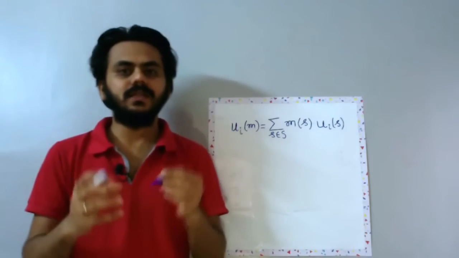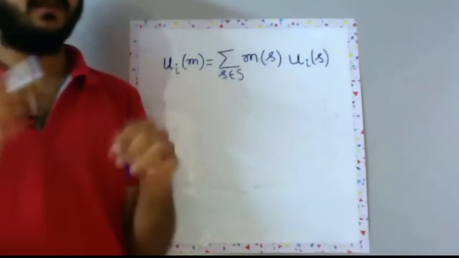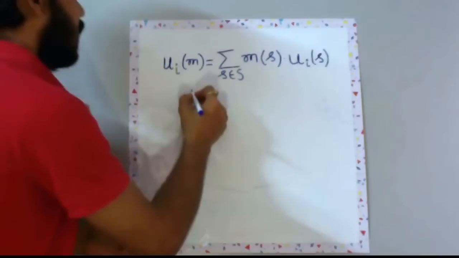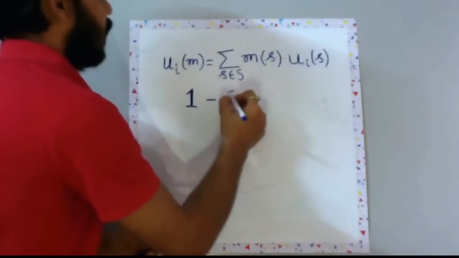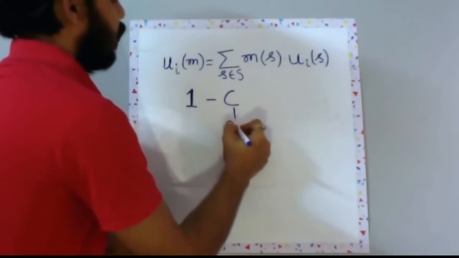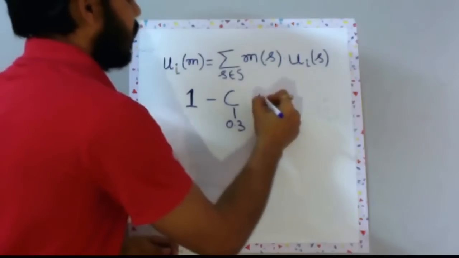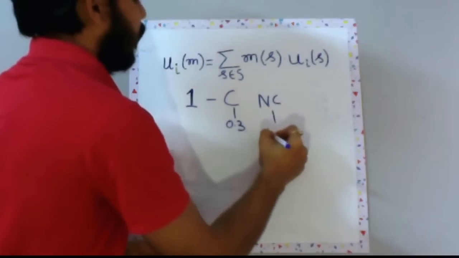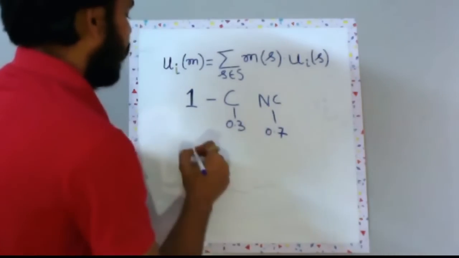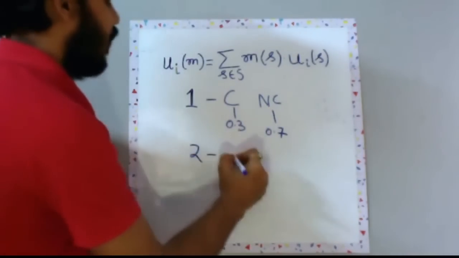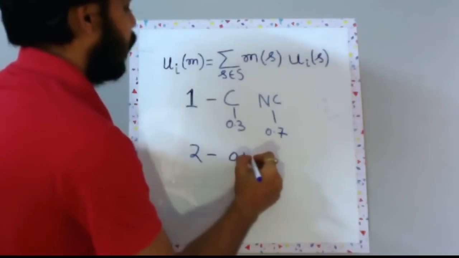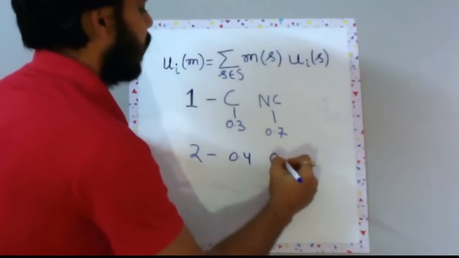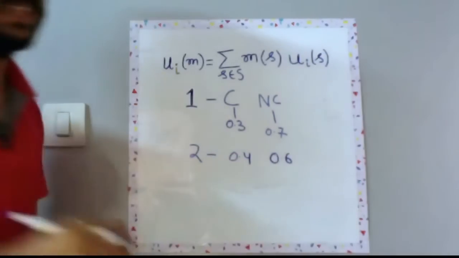Let's just take the example of prisoner's dilemma, where you have player 1 choosing confess with a probability of 0.3 and not confess with a probability of 0.7, and player 2 is choosing confess with a probability of 0.4 and not confess with a probability of 0.6.